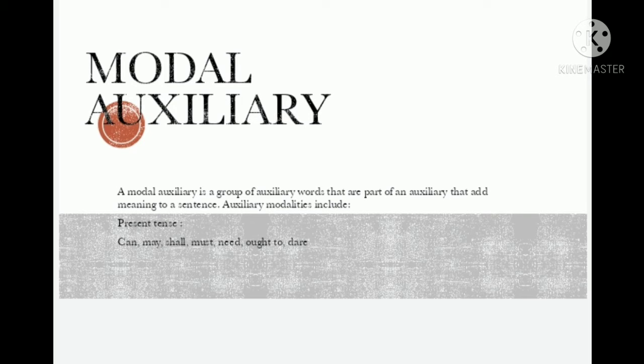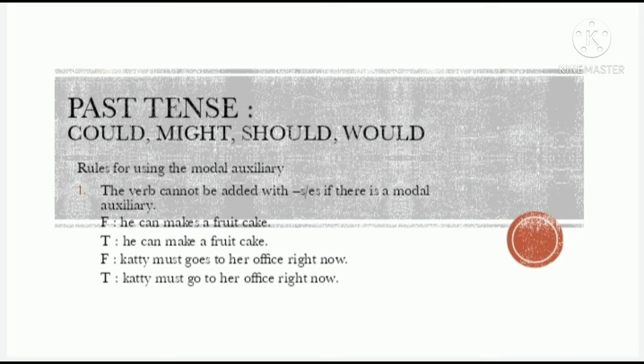Modal auxiliary. A modal auxiliary is a group of auxiliary words that are part of an auxiliary that add meaning to a sentence. Auxiliary modalities include present tense: can, may, shall, must, need, ought to, and dare. Past tense: could, might, should, and would. Rules for using the modal auxiliary.